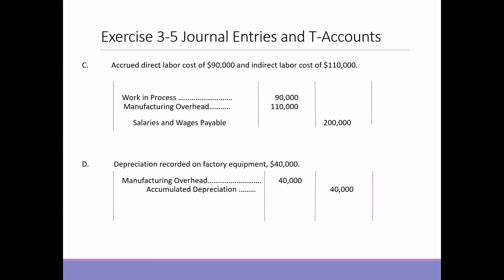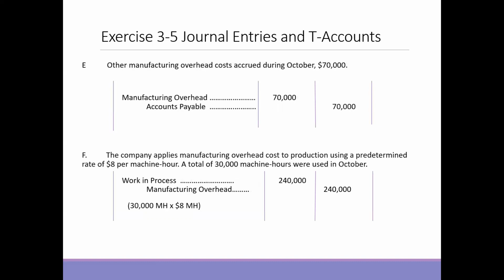Direct labor goes right into work in process. Indirect labor goes right into manufacturing overhead. Depreciation on the factory equipment, 40,000, goes right into manufacturing overhead. Okay. Other manufacturing overhead costs, 70,000. You see how manufacturing overhead's a big number.